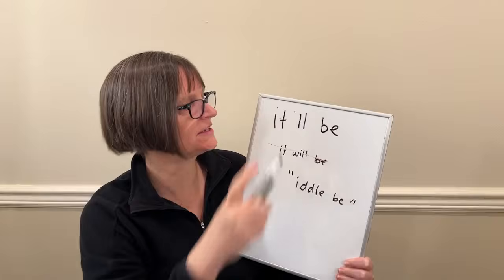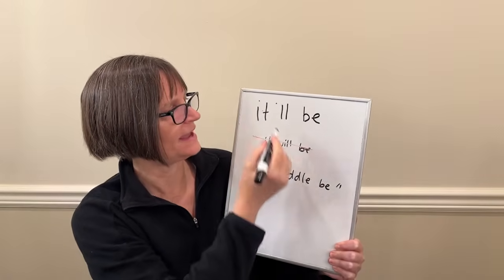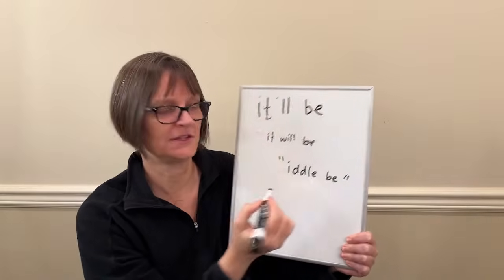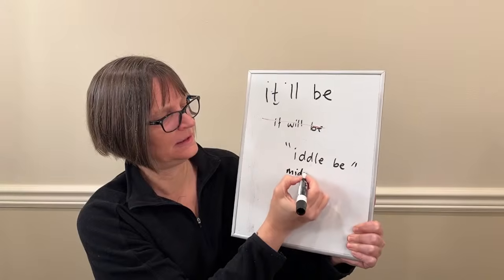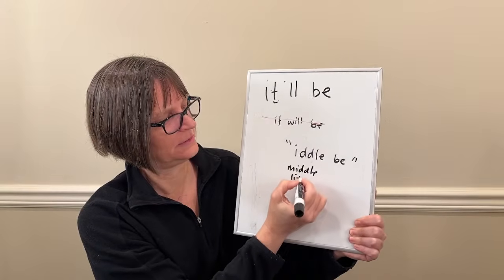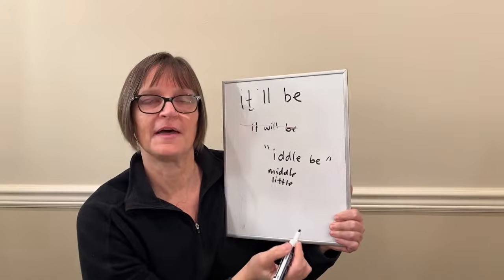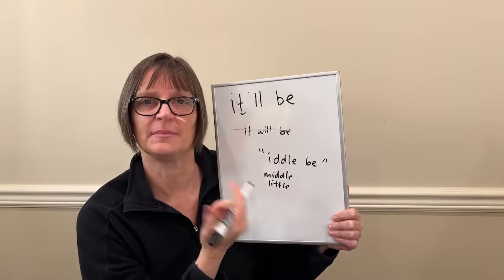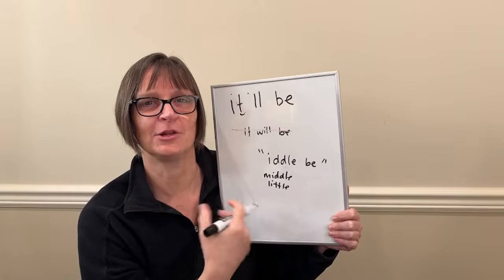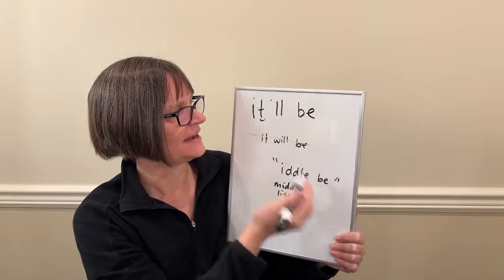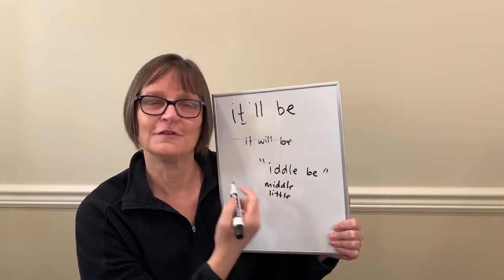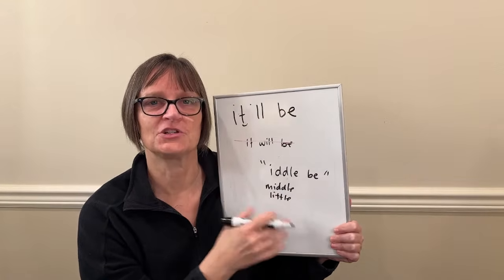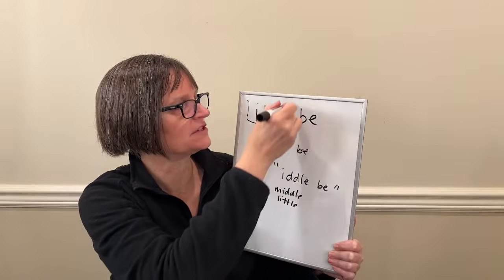We contract it and will, and the T becomes a flap, just like in the words middle or little. We use a flap T there and a syllabic L. It'll be, so it'll be good, it'll be okay, it'll be busy. That's how we naturally say it. It's not any kind of slang or improper English. It's just actually how we pronounce this contraction.